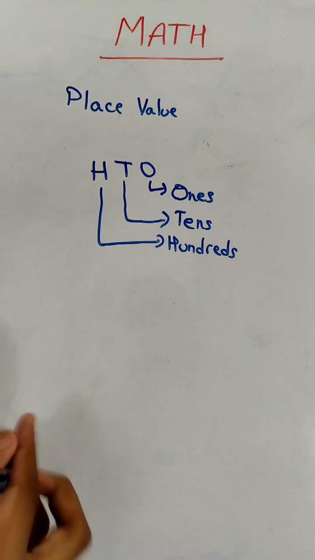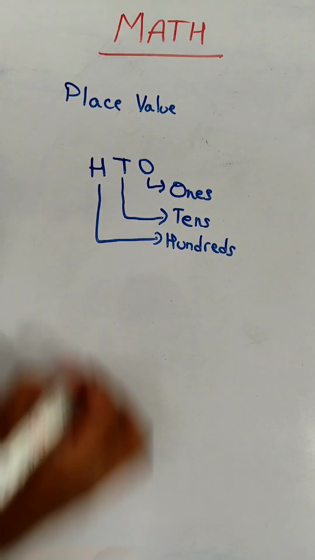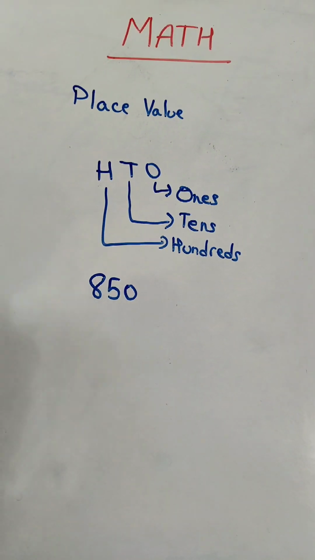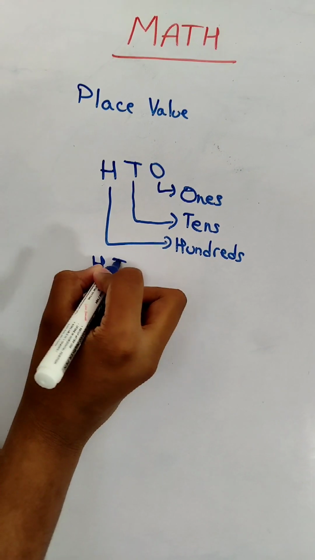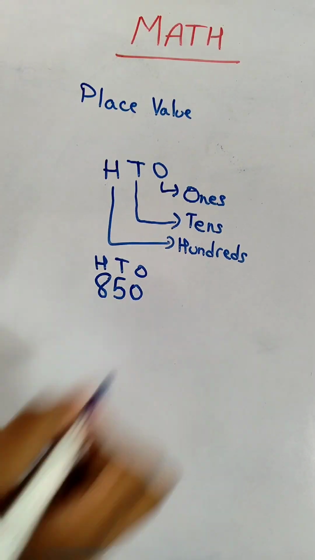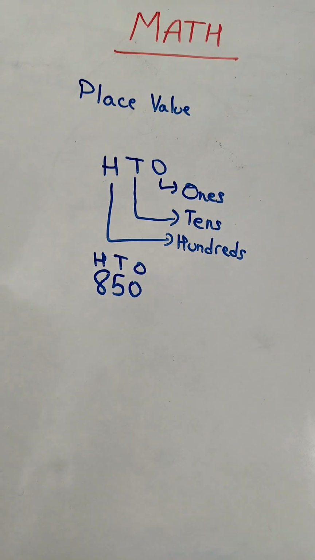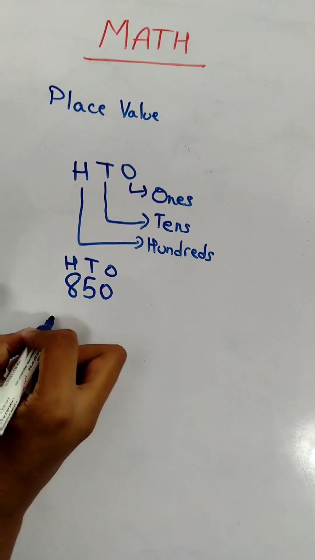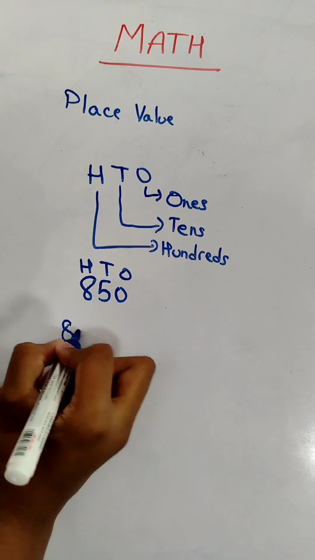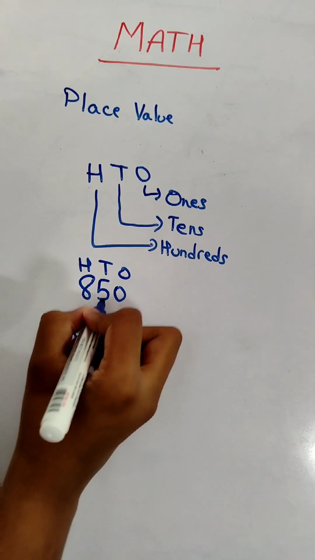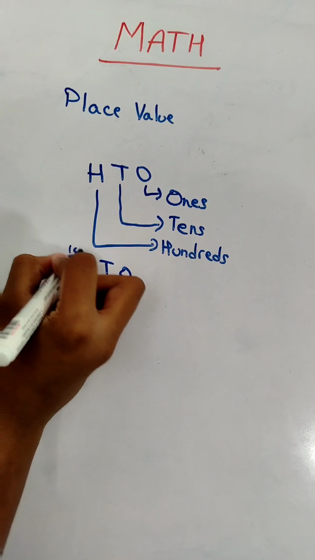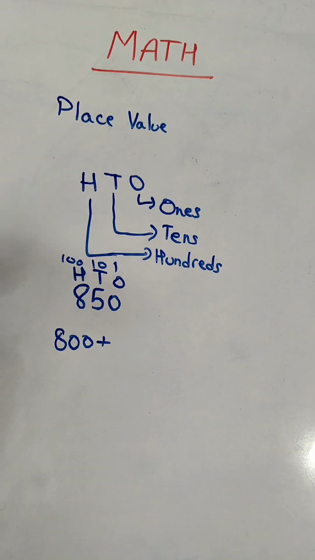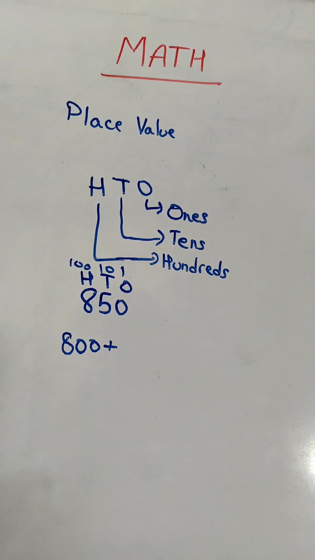Let's take an example of a 3-digit number, 850. Then the H would be 8, which is 800, T would be 5 and O would be 0. Another way to write this would be 800 plus 5 times 10 plus 0 times 1. The hundreds digit is worth 100, the tens digit is 10, and the ones digit is 1, as the name suggests.